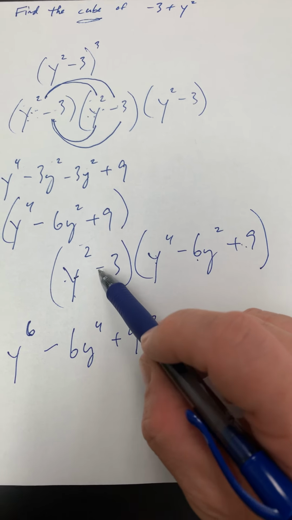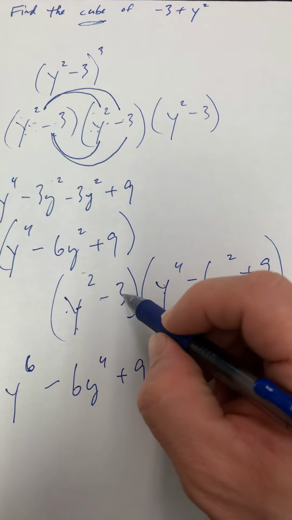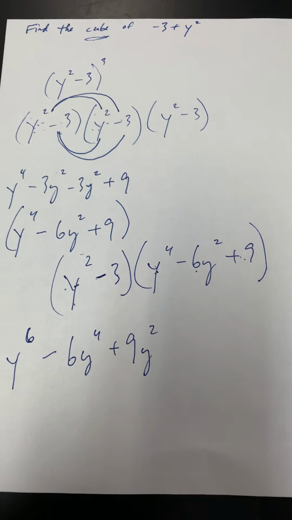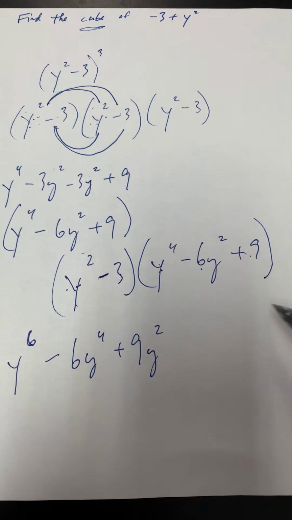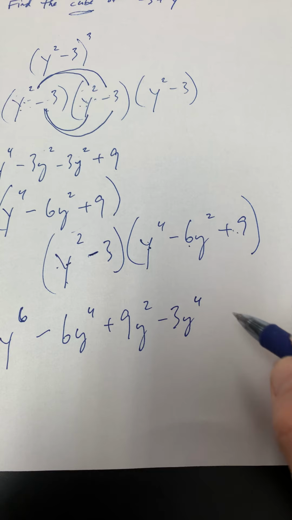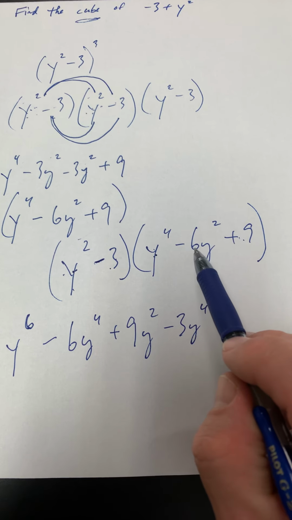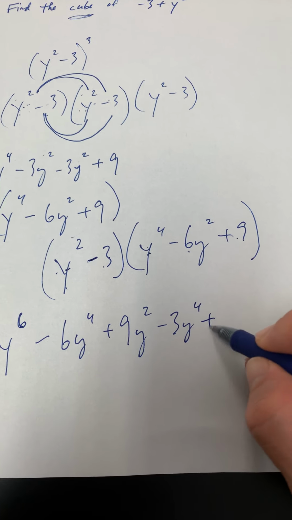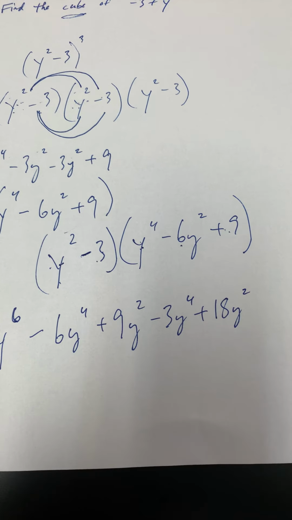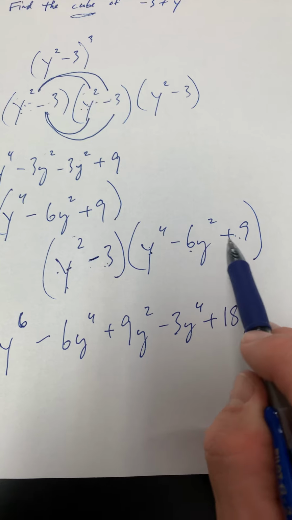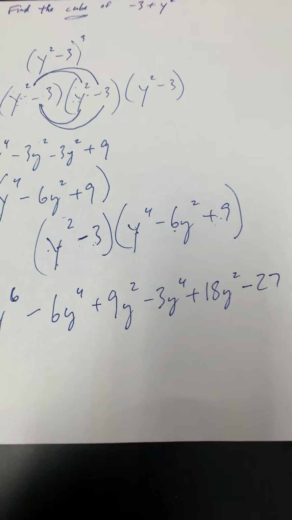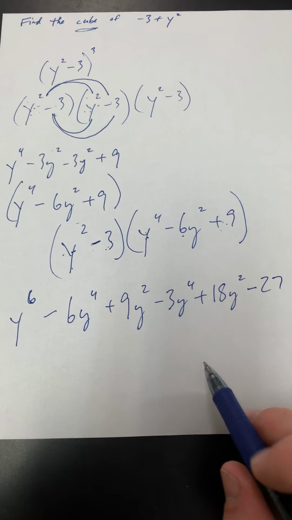Now we're going to go over here. And remember, this is not 3 times y to the fourth. This is -3. Okay, so -3 times y to the fourth gives me -3y to the fourth. -3 times -6y squared gives me +18y squared. And then -3 times +9 gives me -27. All right, now we just combine like terms.